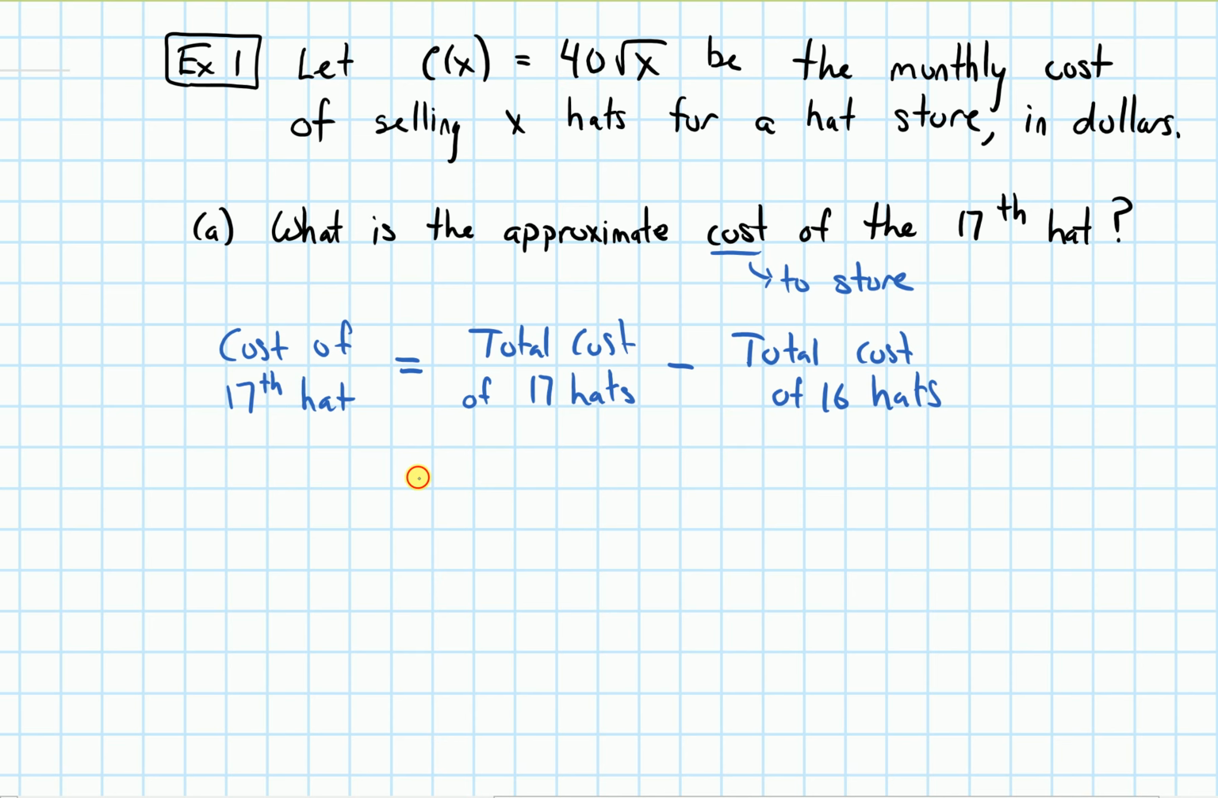Okay, so in terms of our function, the total cost of 17 hats, well, that's c of 17, minus the total cost of 16 hats, that's c of 16. And plugging into this, we get 40 root 17 minus 40 root 16.